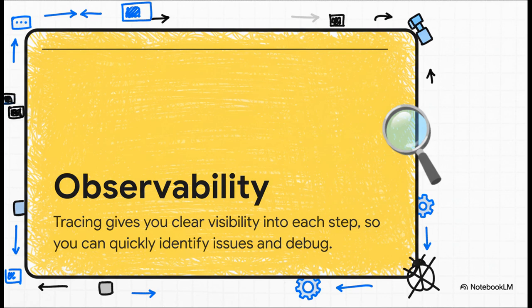All right, let's start with observability. Agents can create these really dense, complex chains of thought. And without a tool to see inside, it's that black box problem all over again. LangSmith tracing basically gives you X-ray vision. It lets you see every single step the agent took, so you can pinpoint exactly where things went wrong and debug, well, a whole lot faster.